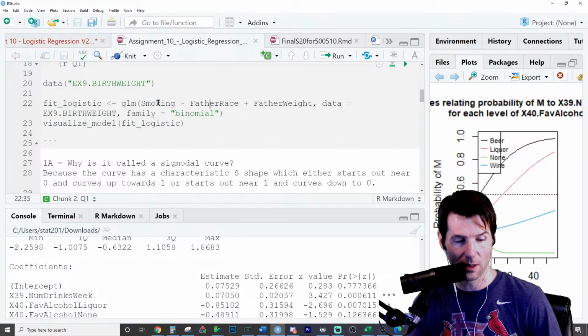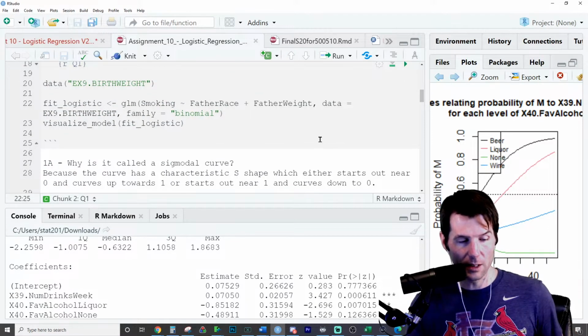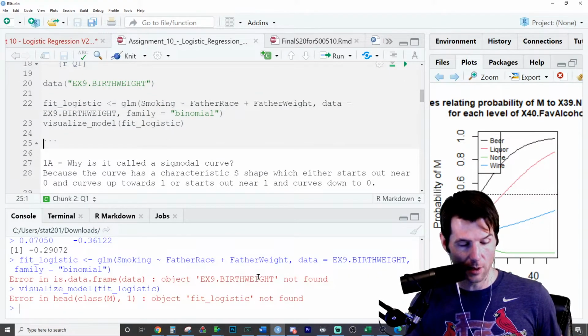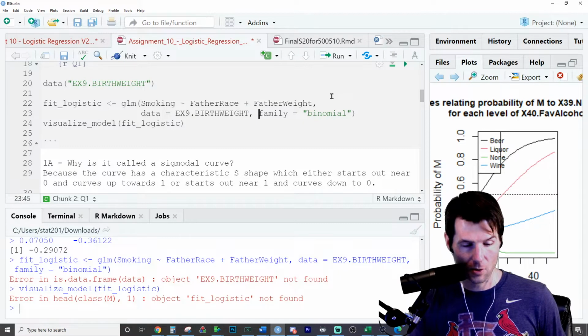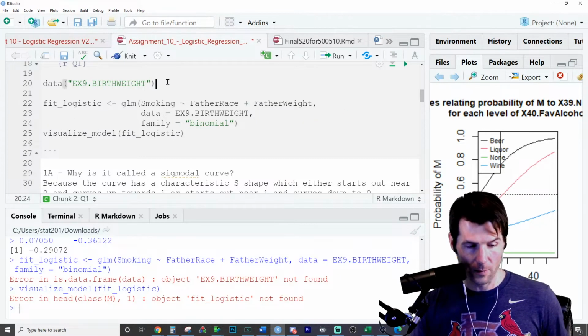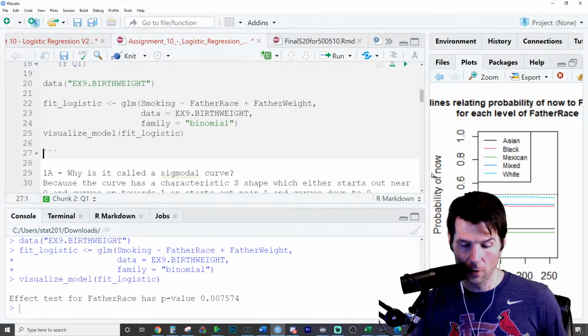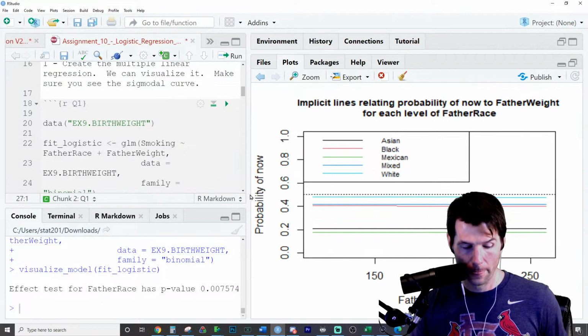We'll take a look at traces right here. He's got a logistic fit. He's going to visualize it. I don't have the birth weight data set loaded up yet. I'm going to just space out the code a little bit here. I do like to try to make my code super purdy. And I just need to load one more thing. There we go.